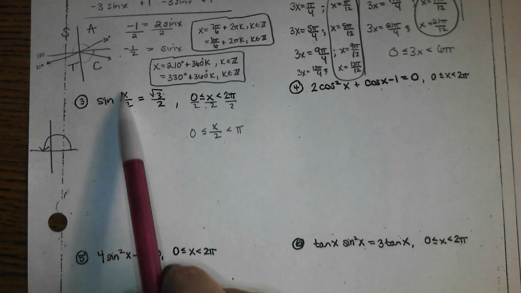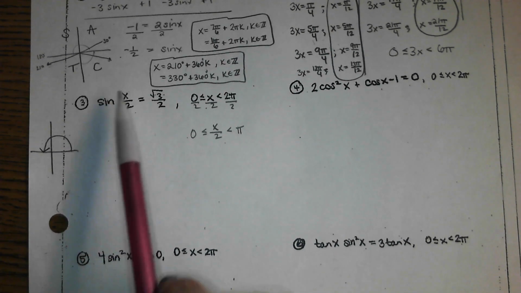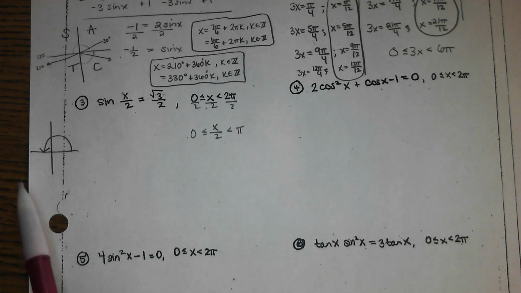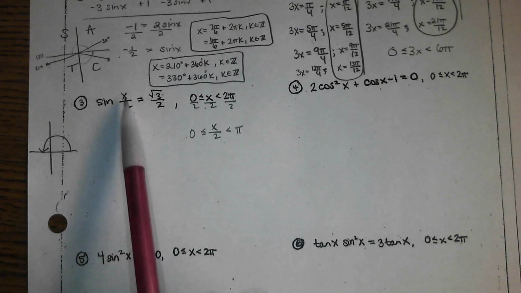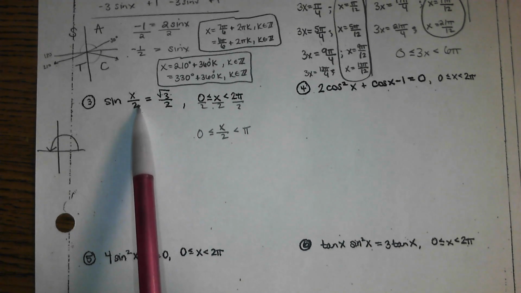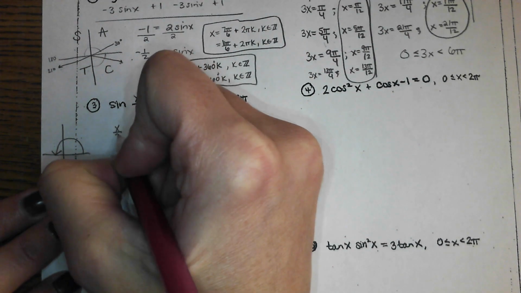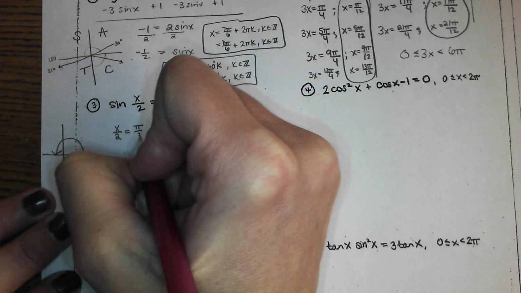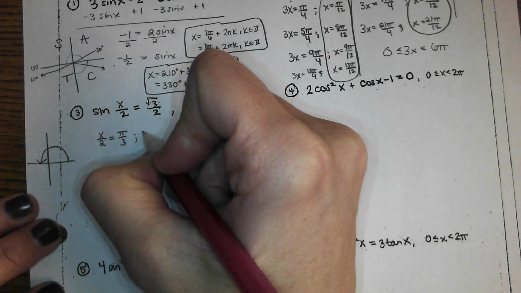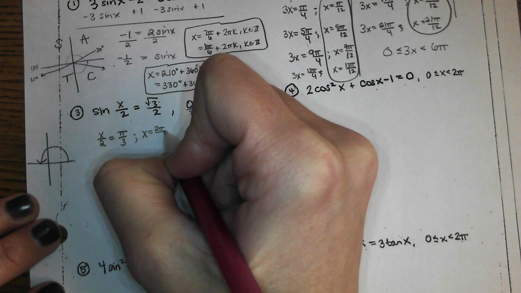So what could x over 2 equal? And again, we're in radians. So Bridget, the sine of what kind of angle equals root 3 over 2? Pi over 3. So x over 2 could equal pi over 3, which, multiplying both sides by 2, gives x equals 2 pi over 3.